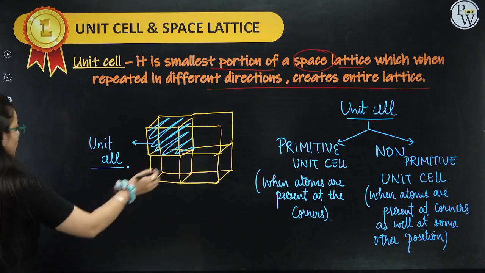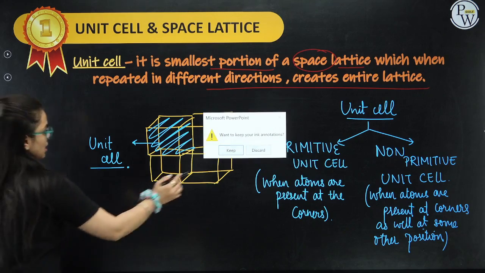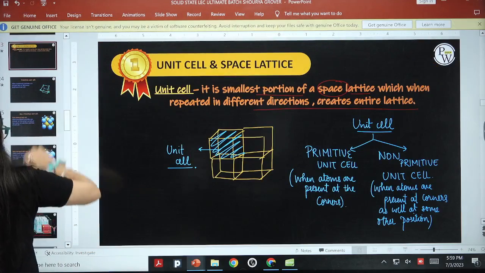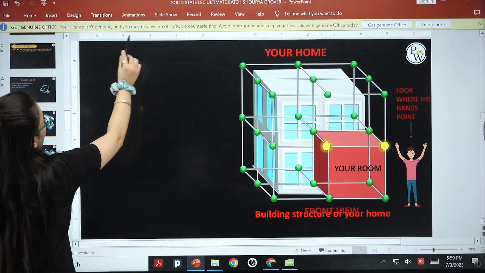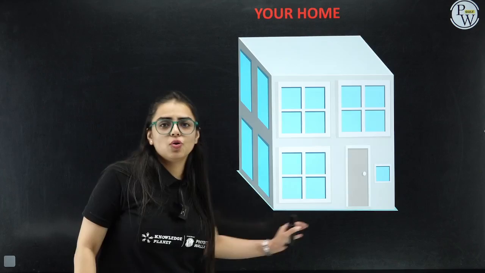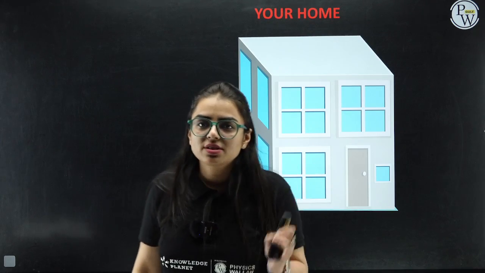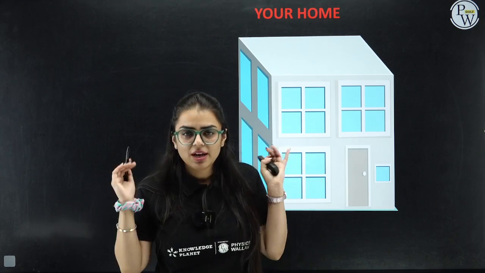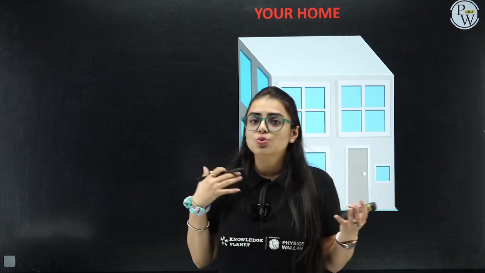But before making these unit cells, students, let me show you one structure. Let me explain what are corners, what is face center, and each and everything over here, right? Let us first understand about it. See, this is your home, guys. First of all, we are going to understand what are corners, what is body center, what is face center, what are the edges, okay?